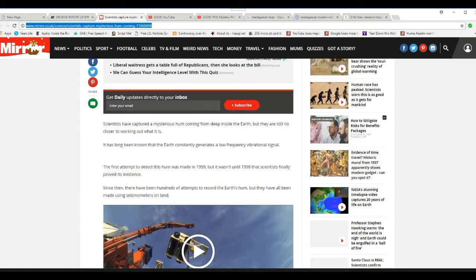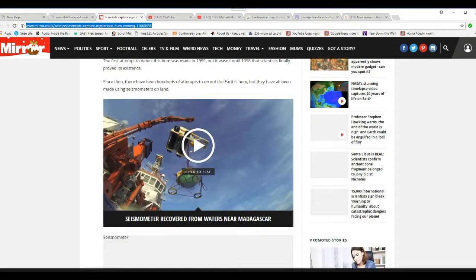Scientists have captured a mysterious hum coming from deep inside Earth. They're still no closer to working out what it is. It's been known that Earth constantly generates a low-frequency vibrational signal. The first attempt to detect this hum was made in 1959, but it wasn't until 1998 that scientists finally proved its existence. Since then, there have been hundreds of attempts to record the Earth's hum. They have all been made using seismometers on land.